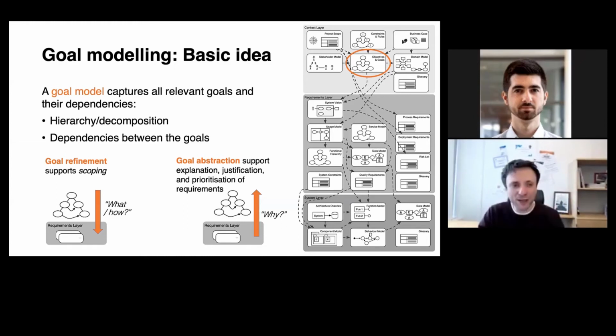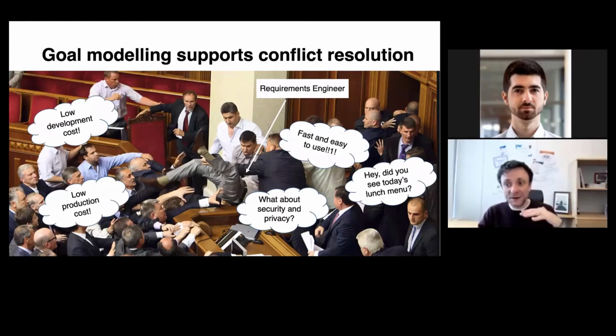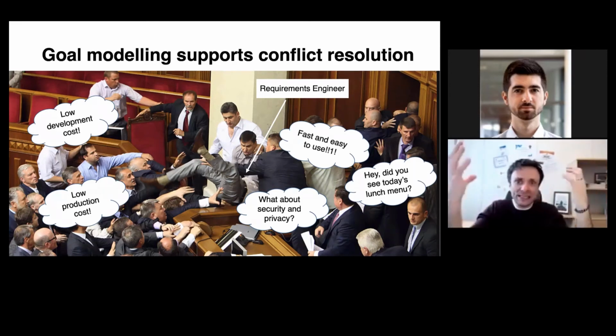And with goal modeling, what we aim to do is identify conflicts as early as possible. Conflicts typically start at the level of the underlying goals. And whenever you hear things like security, but also usability, there's a lot of potential for conflicts.